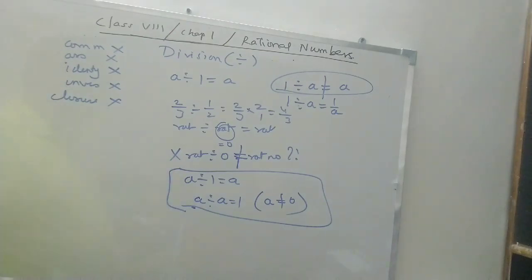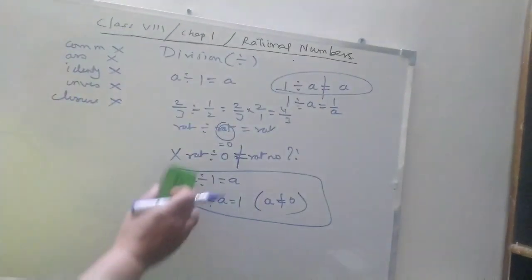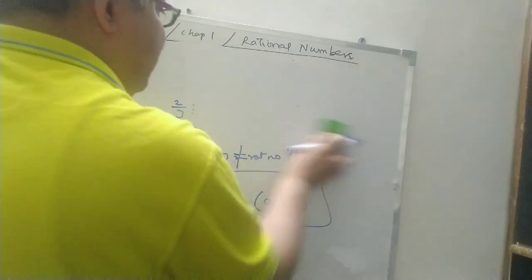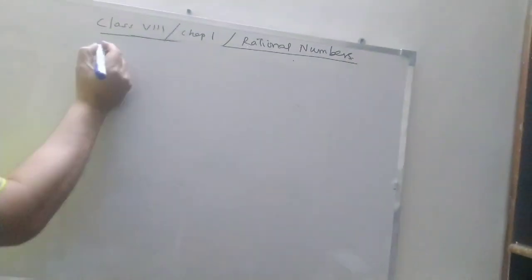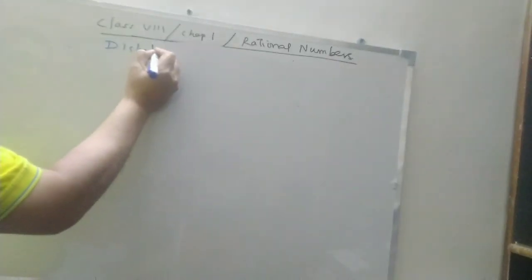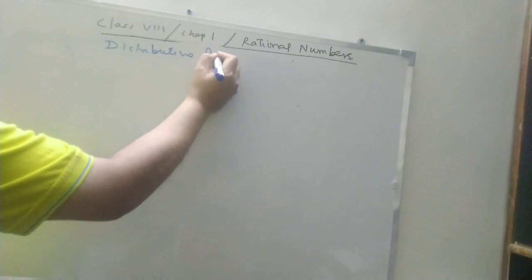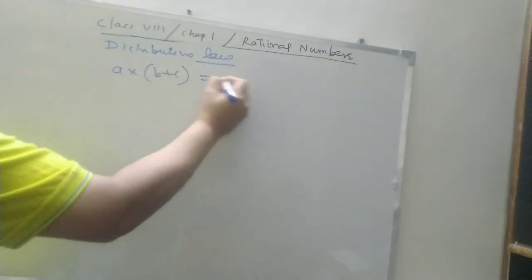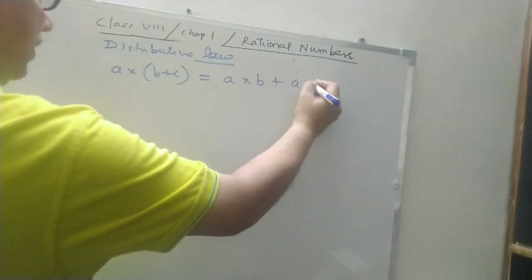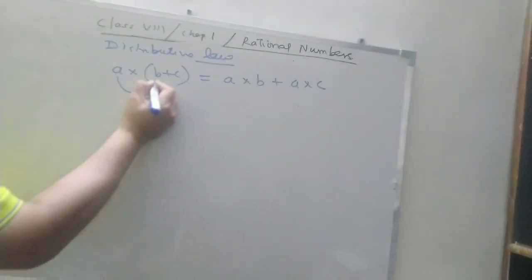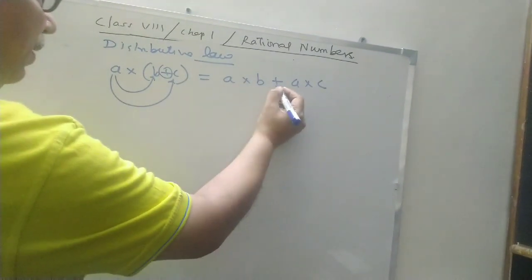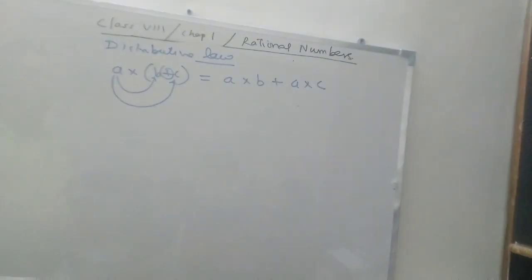One more property is there. That property is about, that's not exactly one of the operations, but a combination of operations. This is what is called the distributive law. A into B plus C is A into B plus A into C. You see, A into B plus, this plus is here, A into B plus A into C. This is called distributive law.